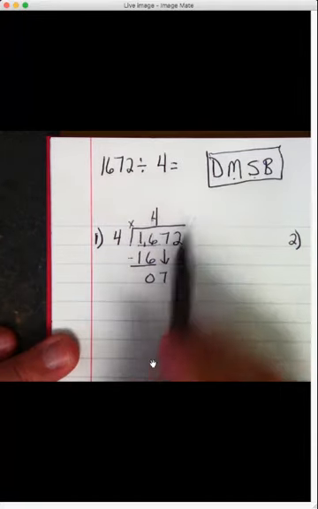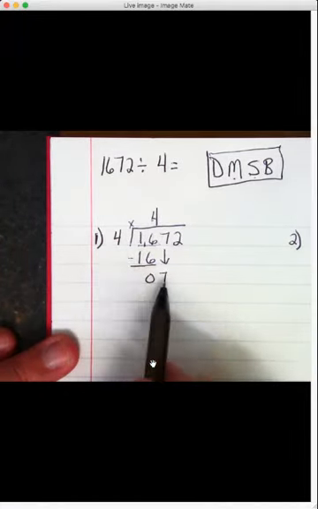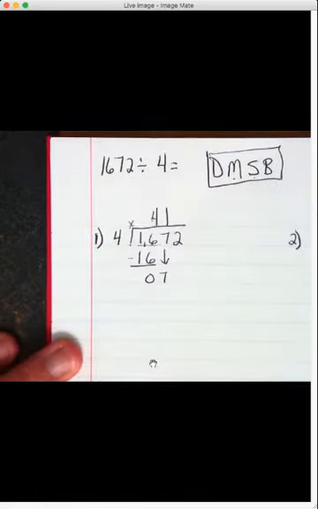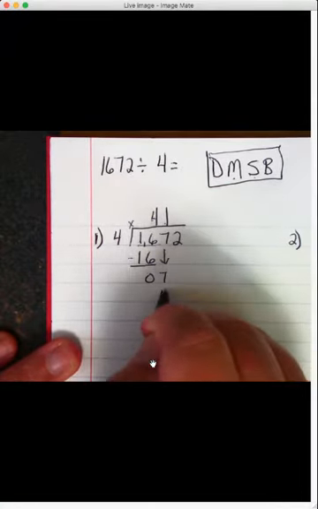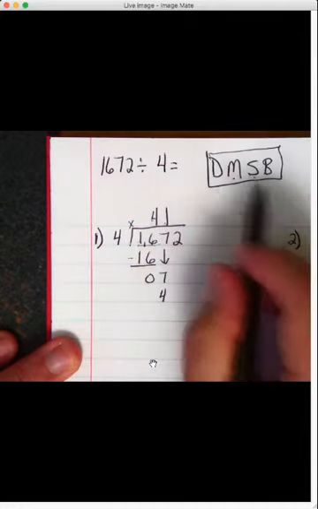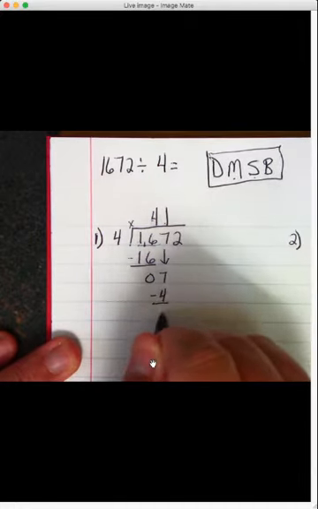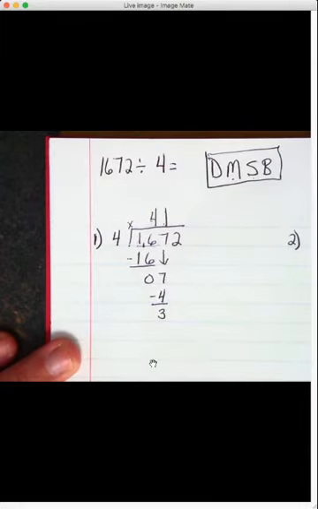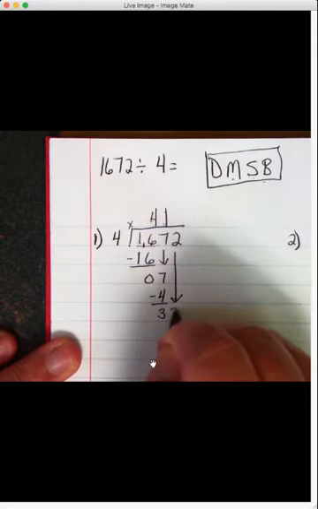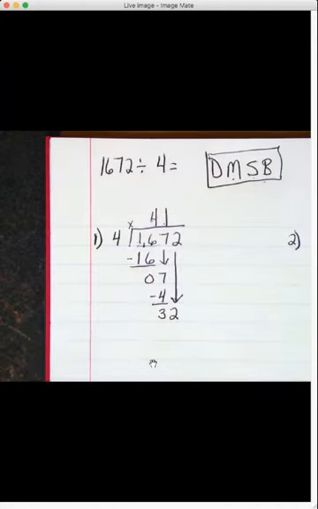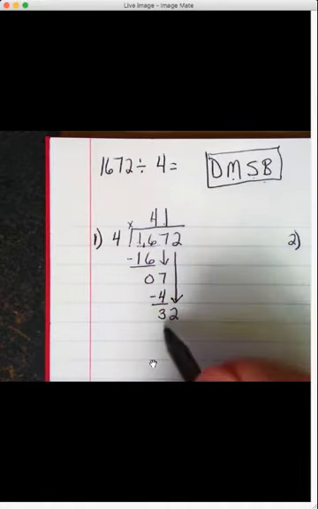So we daddy divide. 7 divided by 4. How many 4s are in 7? It'll have to be 1, not 2, because 2 4s is 8. So only 1 4 will go into 7. So put a 1 above the 7 there. Mama multiply. 1 times 4 is 4. Sister subtract. 7 minus 4 is 3. And then brother bring down your 2.